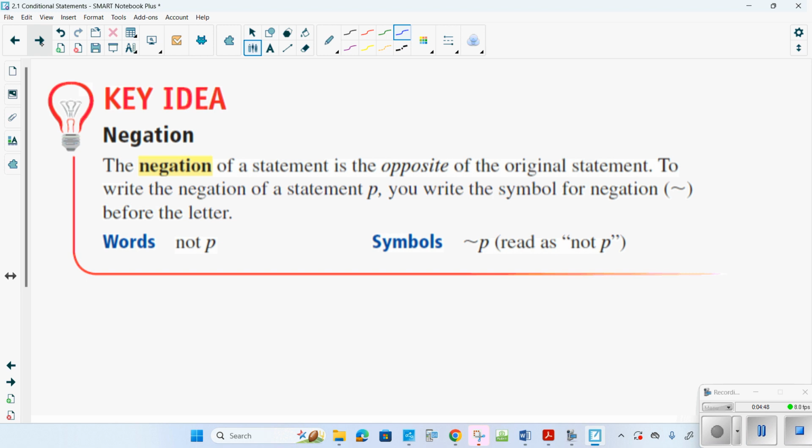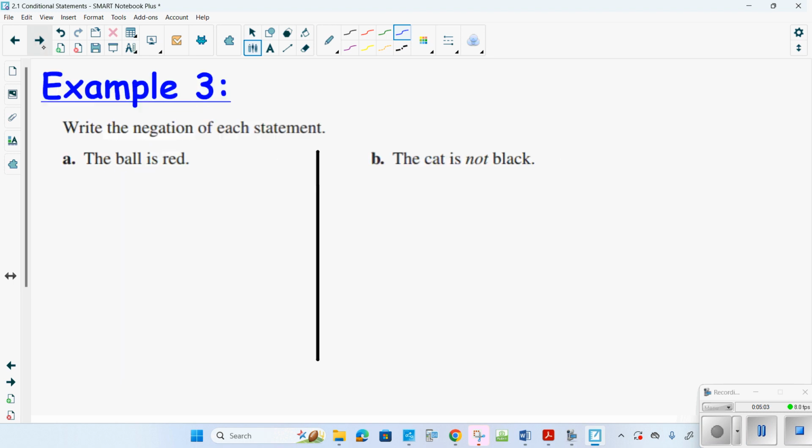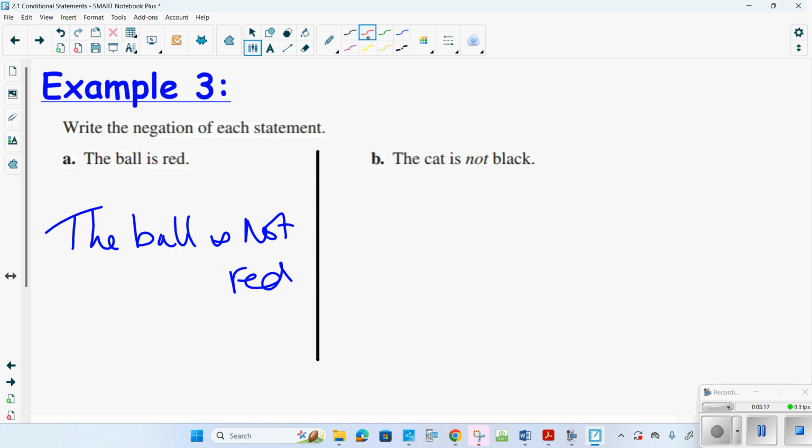Negation. Negation merely means not. The symbol for negation is a little squiggly P. So basically, if I say something, you would say the exact opposite. That is a negation. So the ball is red. The negation, the ball is not red. So you are literally going not to whatever is said to begin with. And the next one, the cat is not black. The negation would be the cat is black.